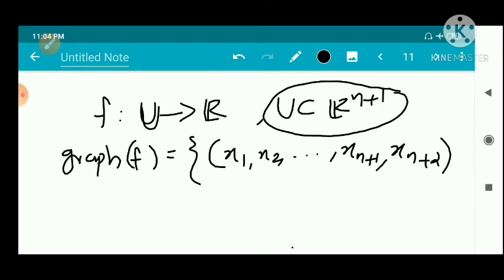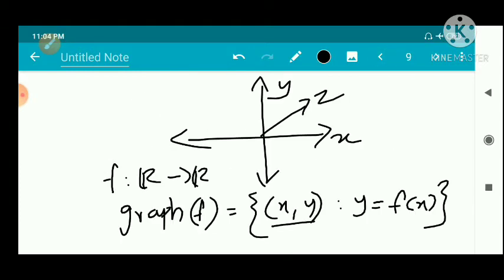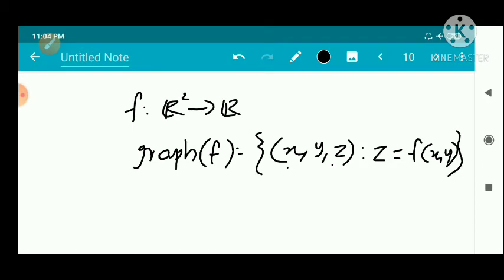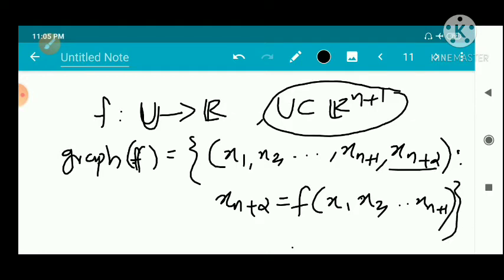So graph is on Rn plus 2 such that xn plus 2 equal to a function, the same function f of x1, x2, etc., xn plus 1, where x1, x2, etc., xn plus 1 belongs to U. This is the definition of a graph of a function.